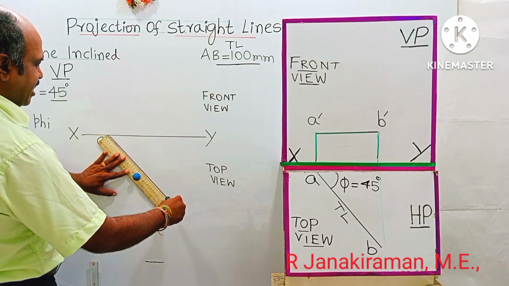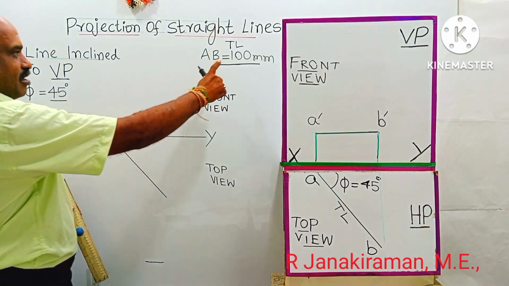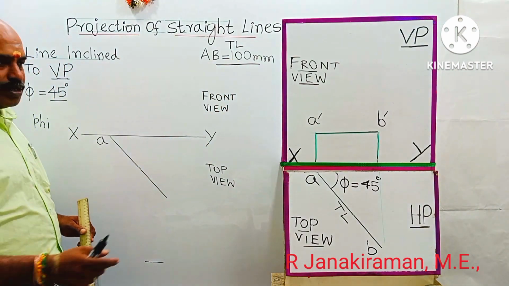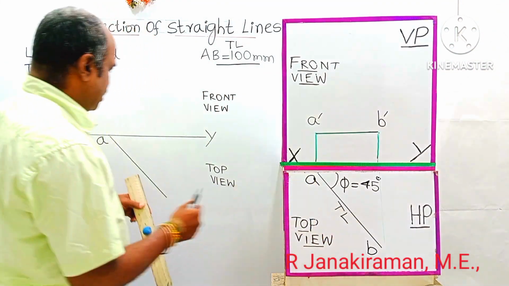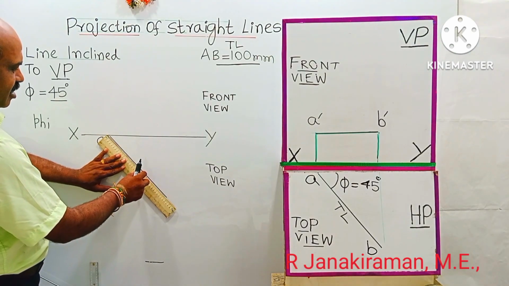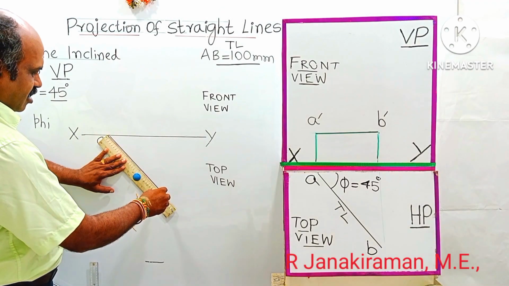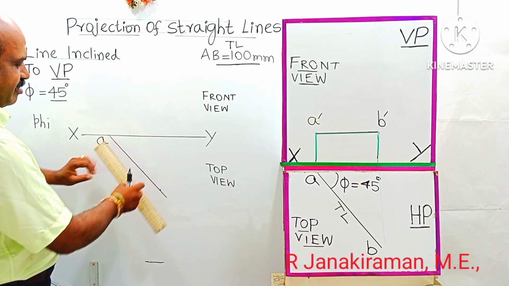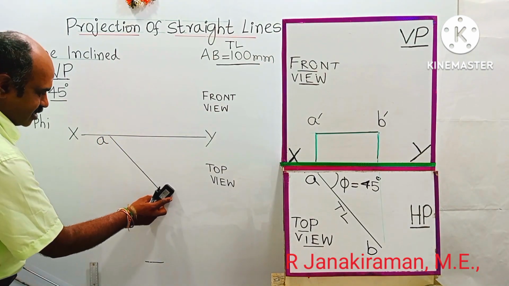So the length of the inclined line is given as 100 mm. It's called a true length seen in the top view. It's of true length 100 mm. So with this A as reference, mark a length of 100 mm, that is 10 centimeter. Extra length may be erased.